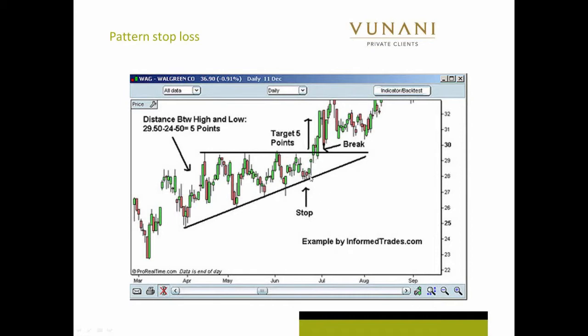But if you had gotten long in this area of congestion at this flat top triangle, you would have placed your stop outside the triangle. So the minute it broke out and confirmed with maybe one more trading session below this support line, you would have gotten out and saved yourself a lot of heartache.